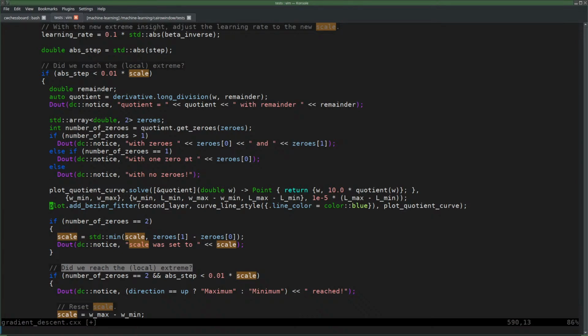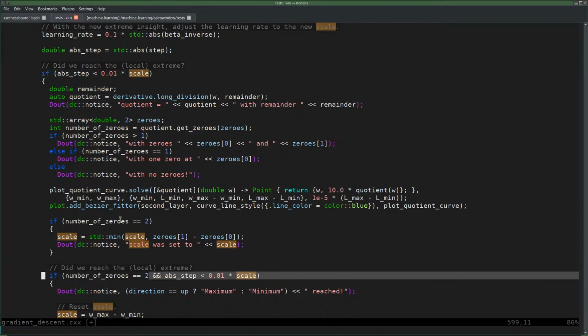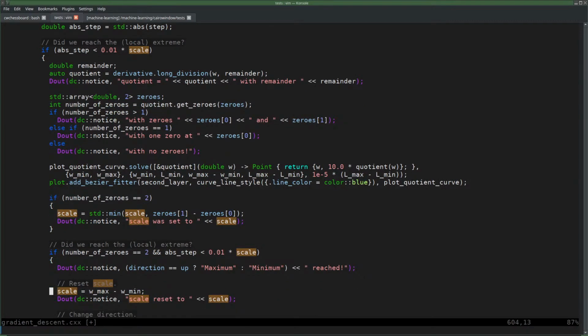plot the quotient. Number of zeros is 2. I set a new scale. So if the absolute step is still less than that, this just keeps holding true despite that I set it again. Then finally we can print up the minimum is reached. We set the scale again, different value.